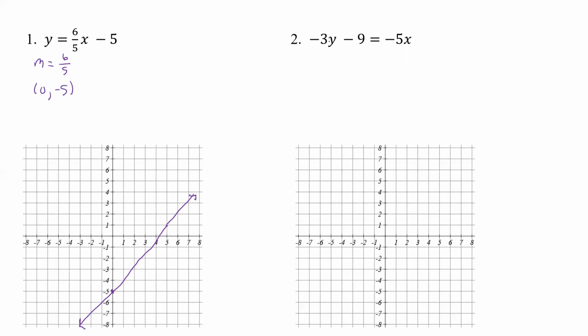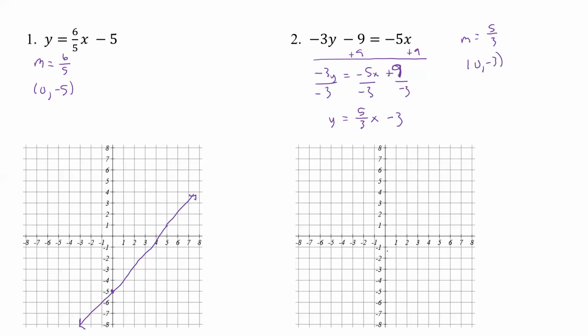All right, what about here? Well, we need to solve for y, so let's add 9 to both sides. So it gives us -3y equals -5x plus 9. Now we divide by -3. And so that gives us y equals, negative divided by negative is positive, so we get 5/3 x. And then 9 divided by 3 is 3, but it's a negative. And so our slope is equal to 5 over 3, and our intercept is 0, -3.